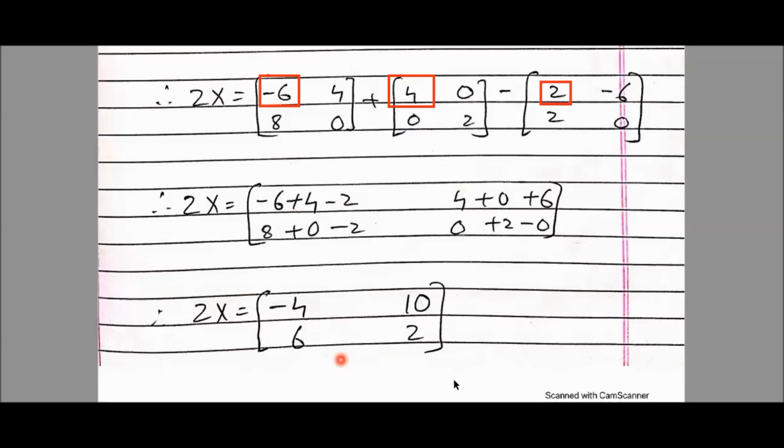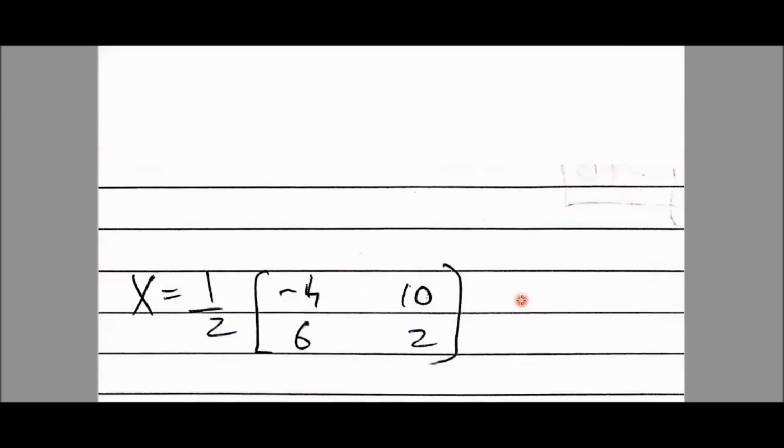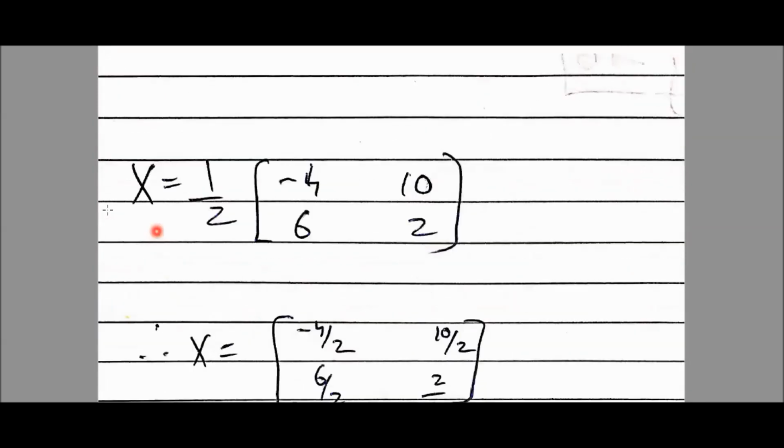But is this the final answer? No, this is not the final answer. Why is this not the final answer? Because students, we need to find only the value of X. But I have 2X. I don't need this 2 here. So can I say this 2 is multiplied with this X? So when this 2 comes on the other side of the equal sign, it will be divided. Of course, 2 on the left hand side is multiplied. So when it comes on the right hand side, it will be divided. So this is the step. 2 comes here and becomes half. And this is the same matrix.